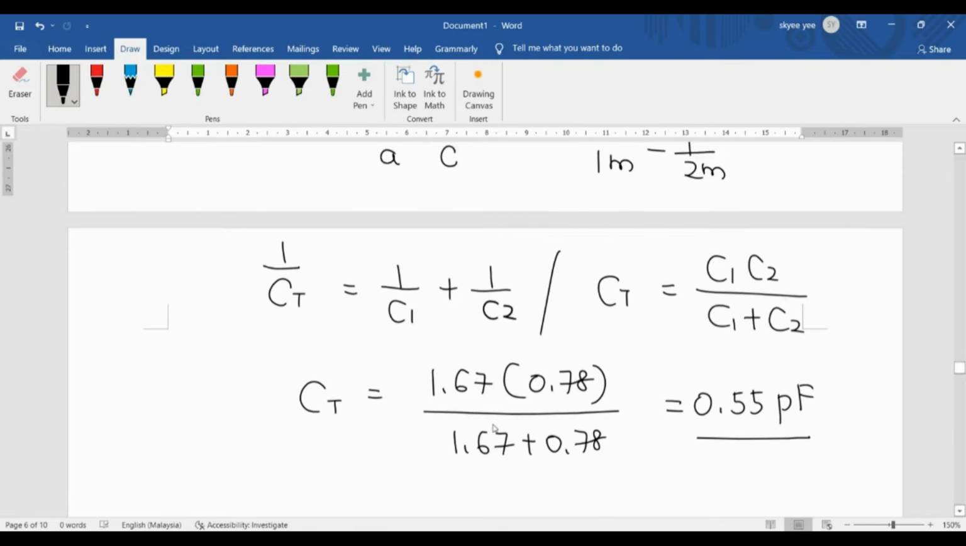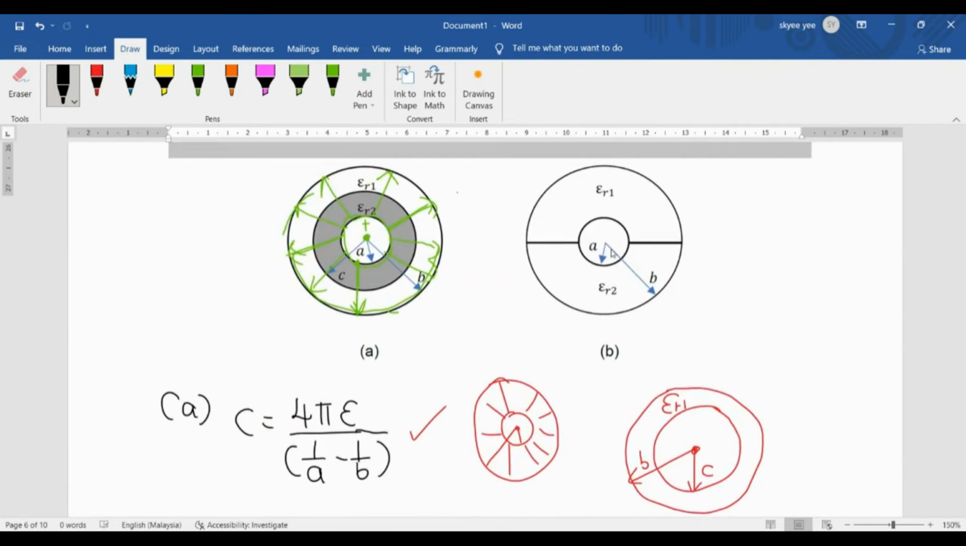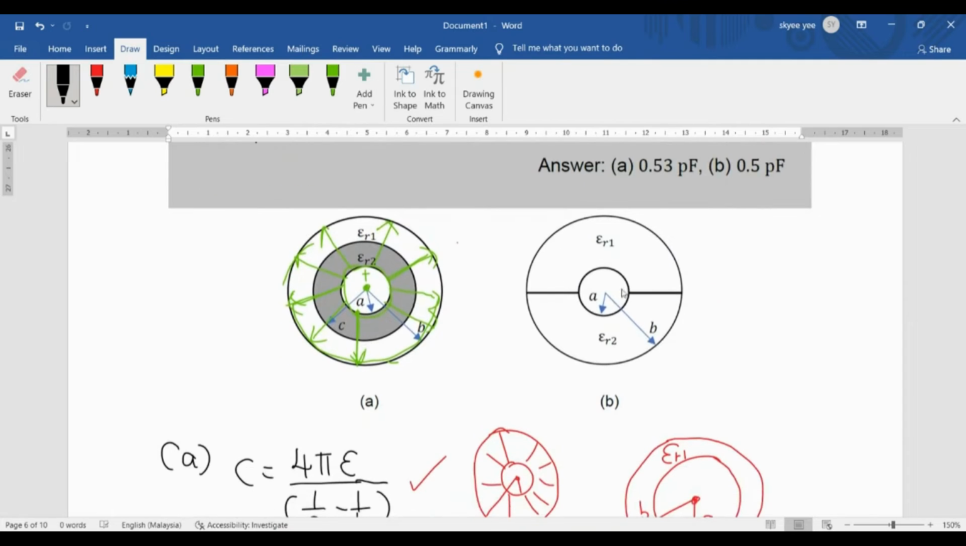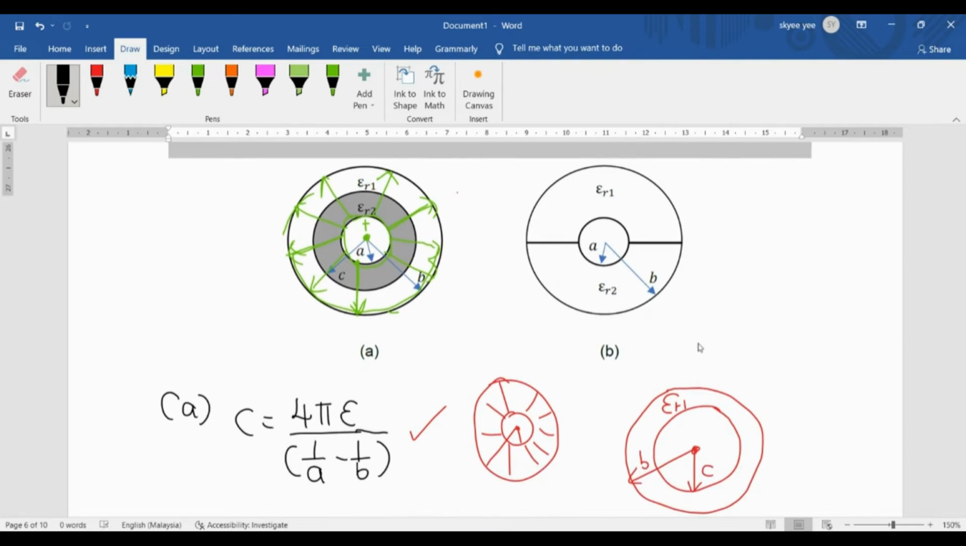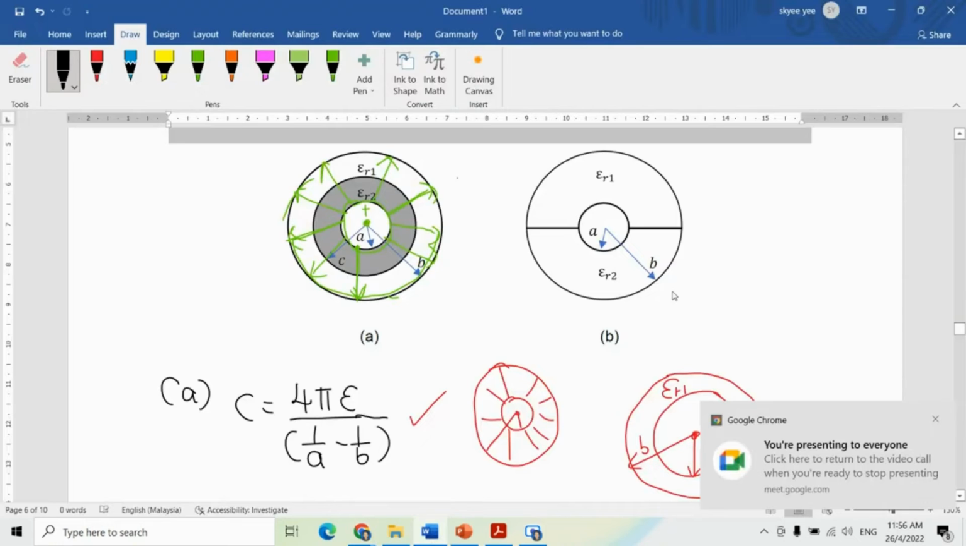Okay, now we move on to the second one, B. This is also a spherical capacitor, but if you look at the dielectric material between the inner and the outer, they are split in this way. Again, I want you to tell me whether we can still use these equations. If you think you still can, please raise your hand. The answer is we cannot use that.